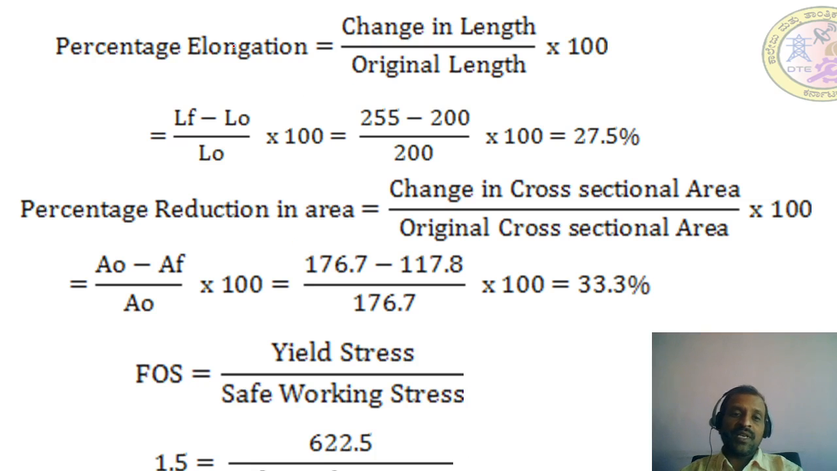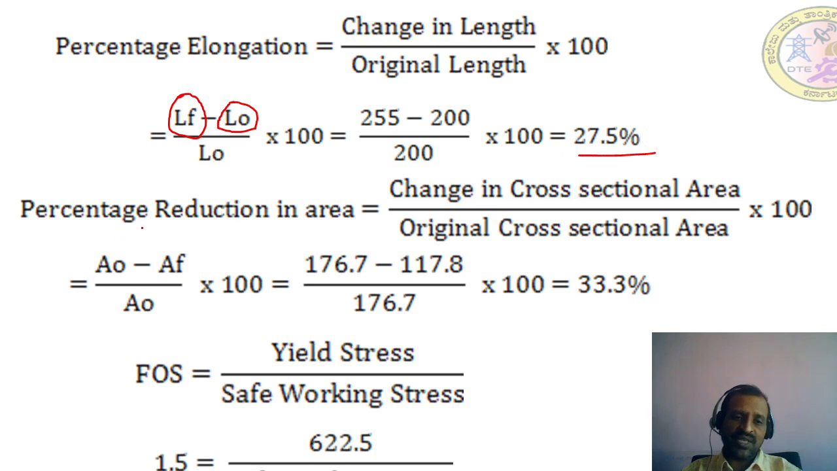Now find out the percentage elongation, that is change in length by original length into 100, so LF minus L naught by L naught. Subtract the original length from the final length to get the change in length. So the final length is 255 minus 200, the initial length, divided by 200 into 100, that is 27.7%. This is the percentage elongation.